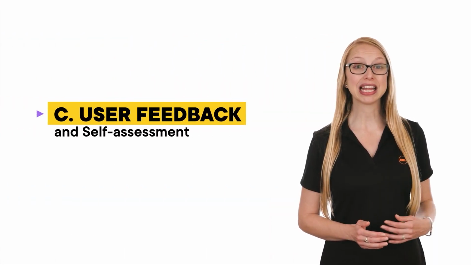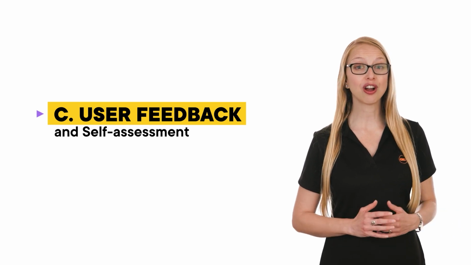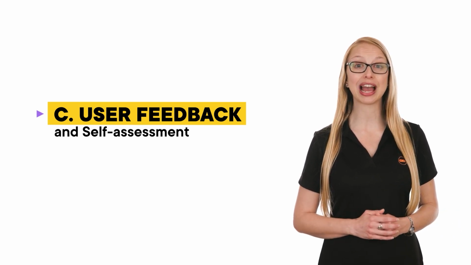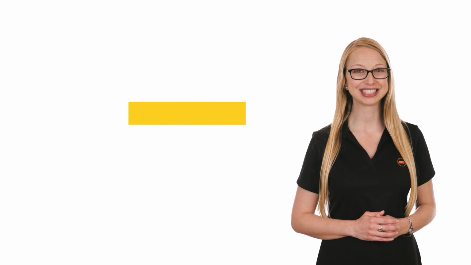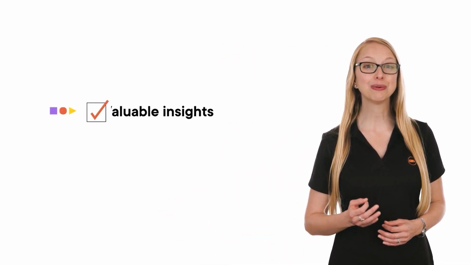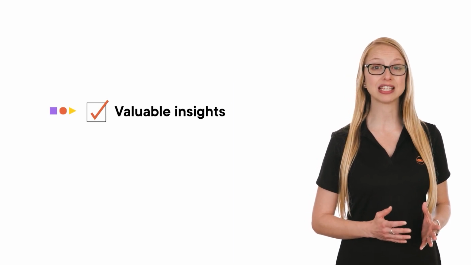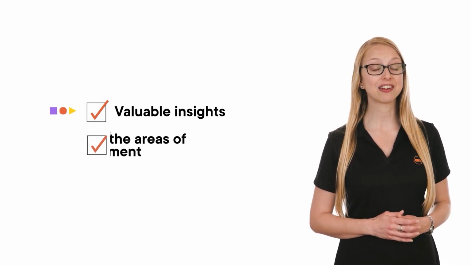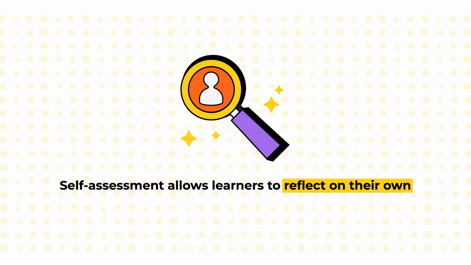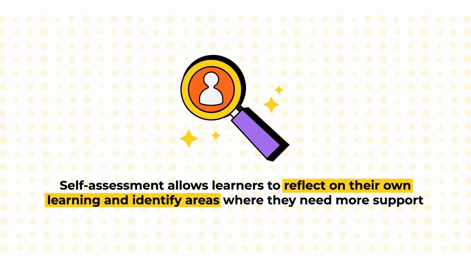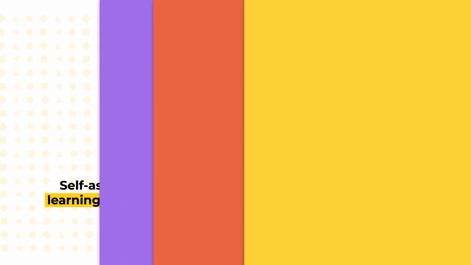User feedback and self-assessment are other effective methods for measuring learning outcomes in microlearning. Feedback from learners can provide valuable insights into the effectiveness of the training and identify areas for improvement. Self-assessment can also be a powerful tool as it allows learners to reflect on their own learning and identify areas where they need more support.